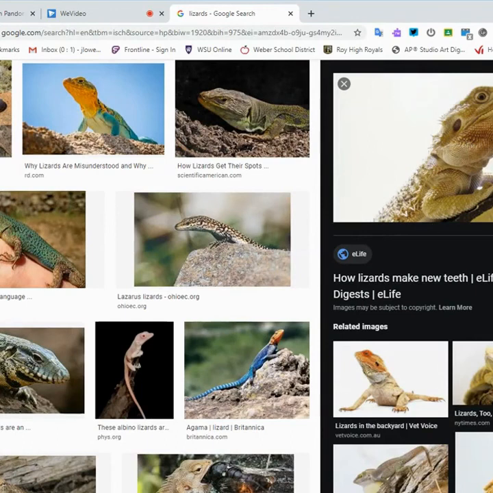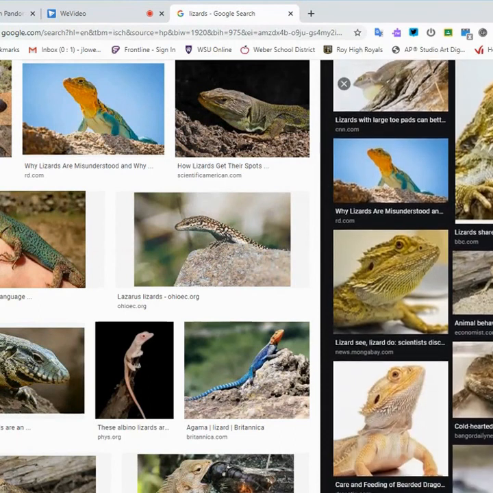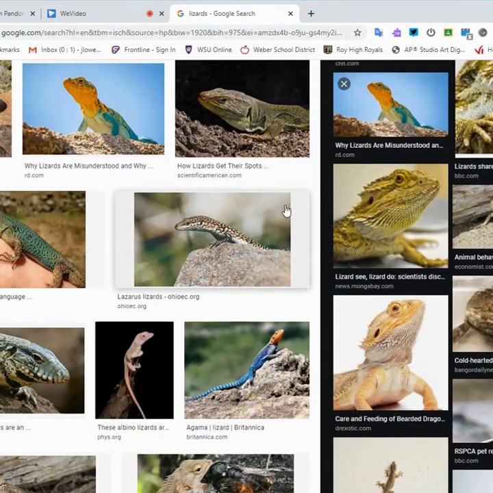lizards, crocodiles, any of those type of creatures that are alive on the earth today, and just get inspiration from them. Look at the way their jaw is connected, look at their eyes, their scales, and you kind of get in mind those types of things that you want to include in your drawing.